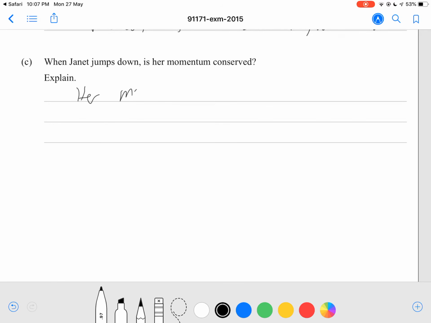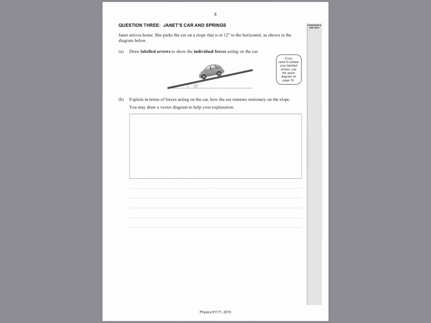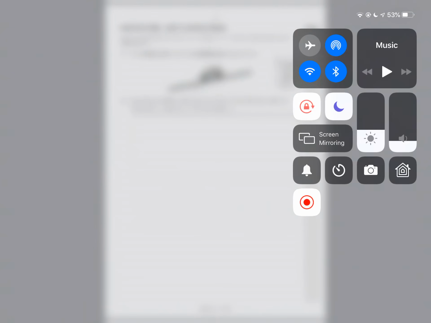So we're going to say her momentum is not conserved because gravity acts as an external force. Okay, and that's all you need to say for an achieved. So this one line will get you an achieved grade, okay? Alright. Just going to break it off here just in case my thing decides to cut off again, alright?